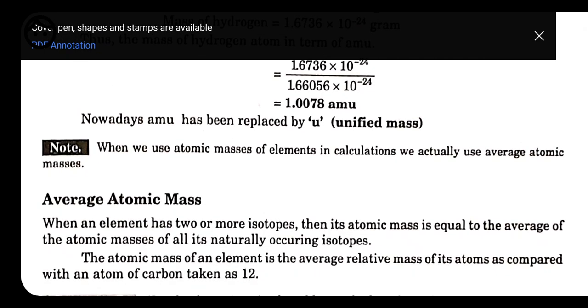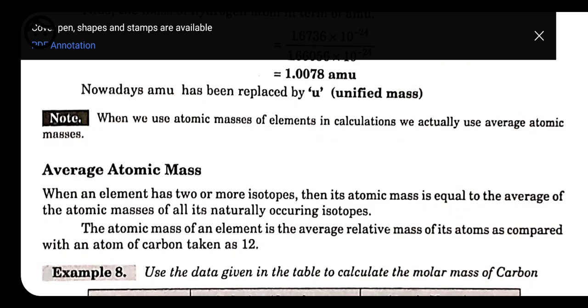Now, average atomic mass. We also know that there are many elements whose isotopes are also present in our atmosphere. Like if we talk about hydrogen, we have 3 isotopes of hydrogen: protium, deuterium and tritium, which we have also studied earlier. So what do isotopes mean? The atoms of an element which differ from one another on the basis of their atomic mass. It means they all have the same atomic number but their atomic masses are different.